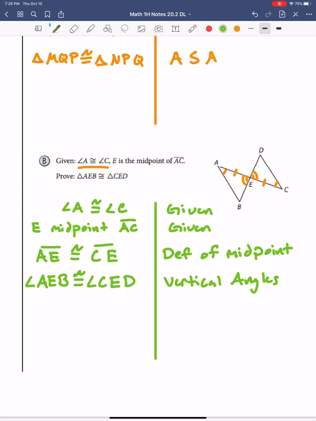Okay, and so then we have this setup, which is what we need. We've got an angle, a side, and an angle, right? And on the other triangle, angle, side, and an angle. Okay, so we can use this ASA triangle congruency theorem. So I'm going to just state my final congruency statement, which is that triangle AEB is congruent to triangle CED, and that's by angle, side, angle.